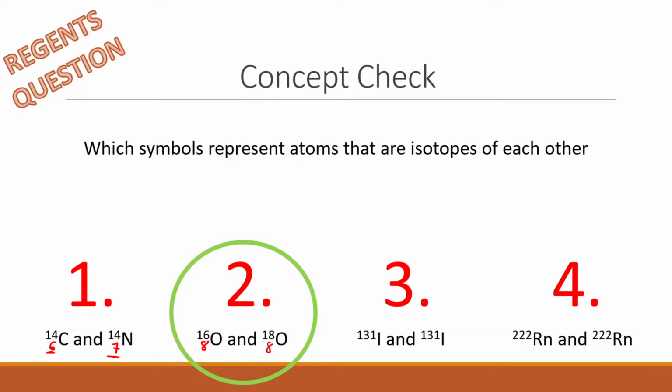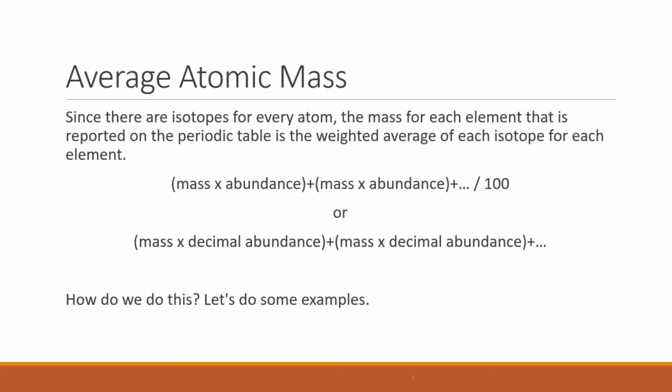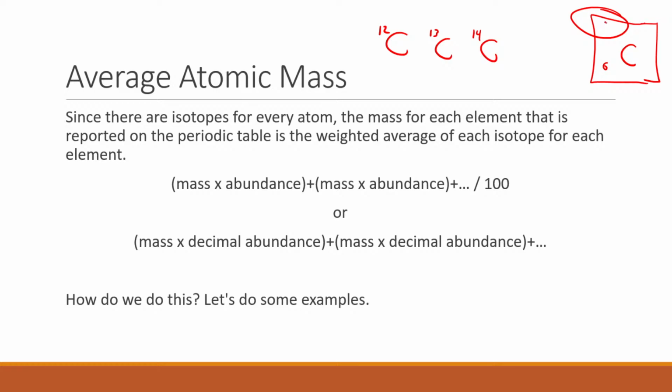Now let's talk about that averaging. Like we said, we got carbon 12, carbon 13, carbon 14, right? Different types of carbon. Big C, little 14. Each one of these isotopes of carbon is going to contribute to the number that goes in the periodic table. It's going to contribute to the average atomic mass.